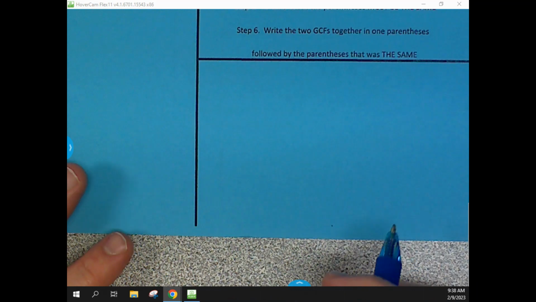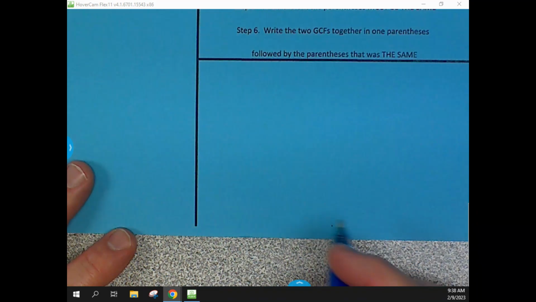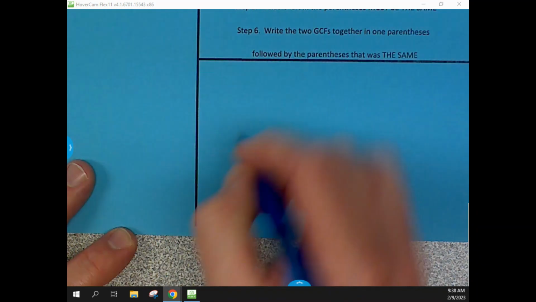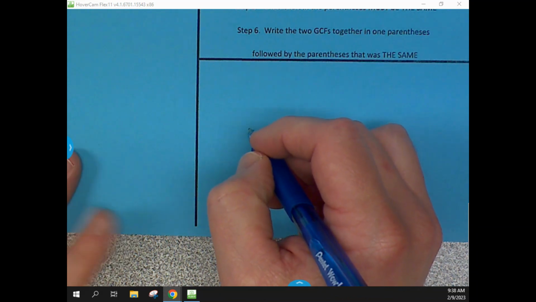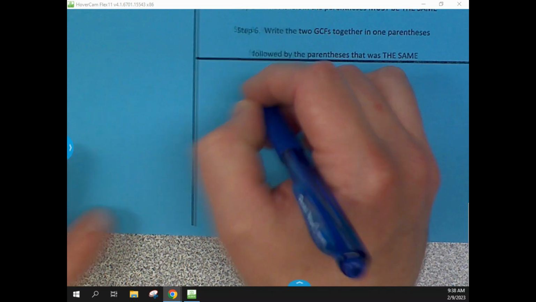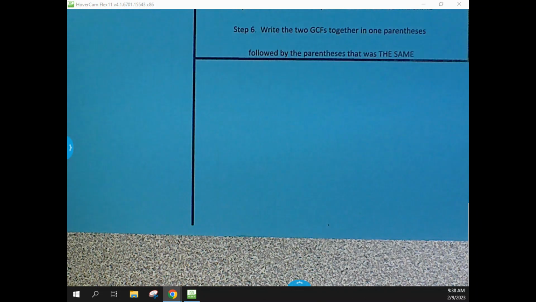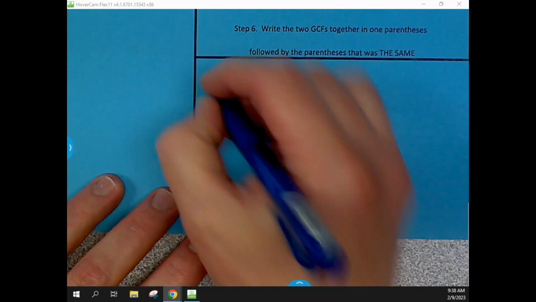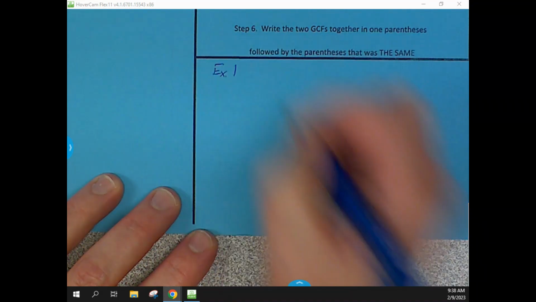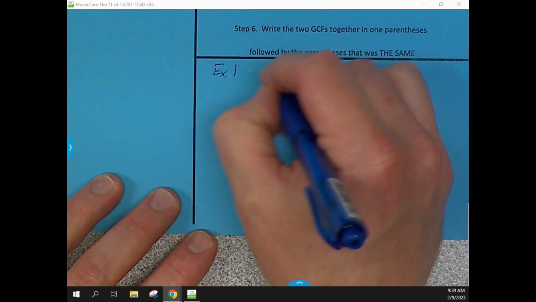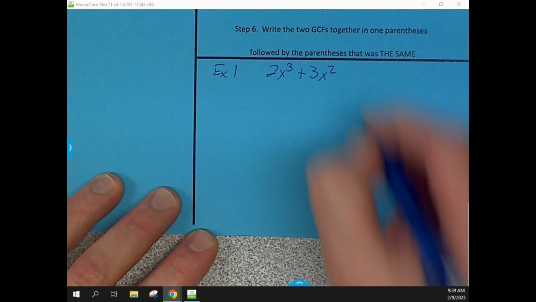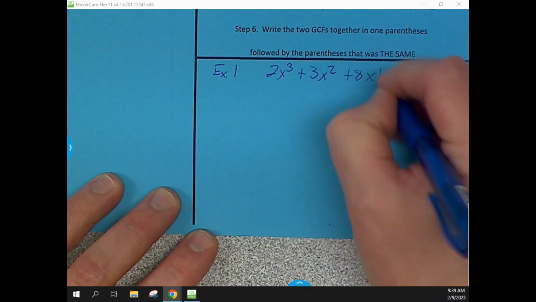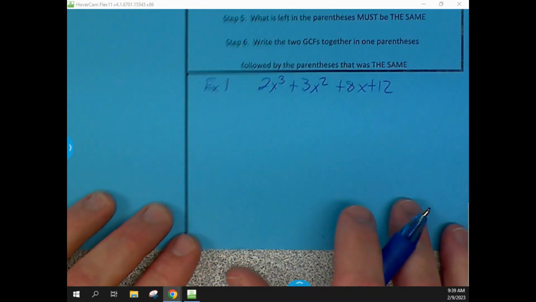So if we've got 4 terms, let's go with, let's see. Oh, wait, I lost my number for a second. I'll take a breather. I think we can squeeze 2 of these in. Let's go 2x to the third plus 3x squared plus 8x plus 12.